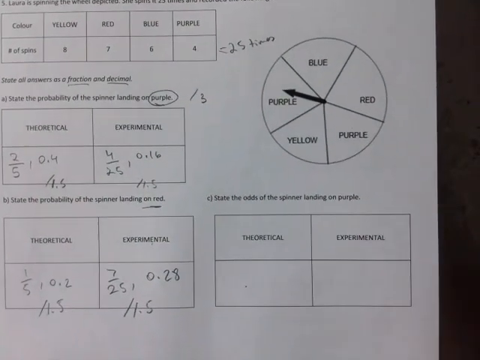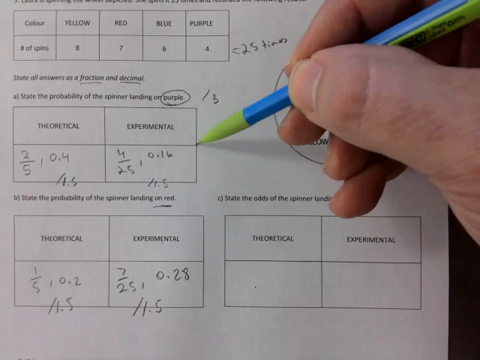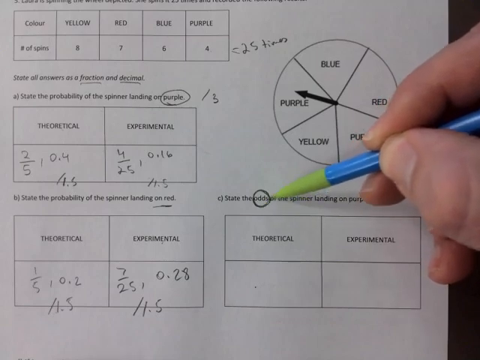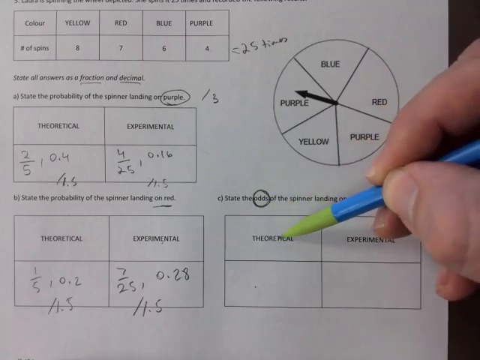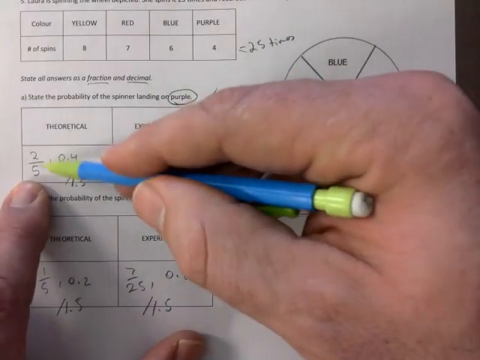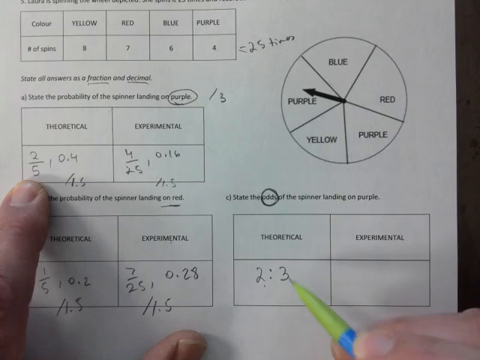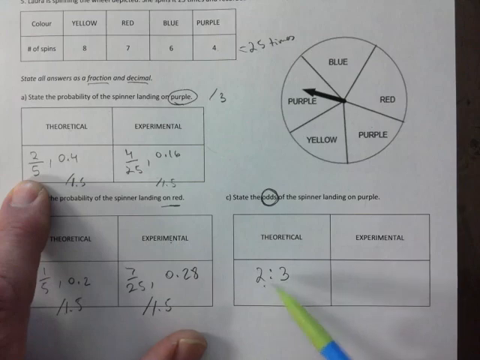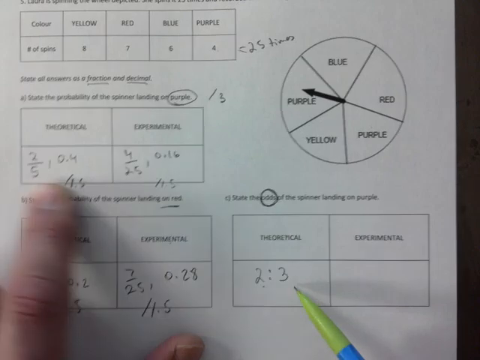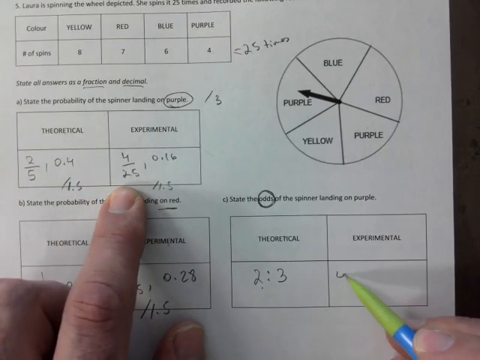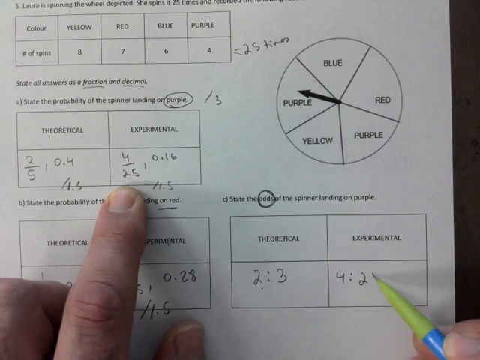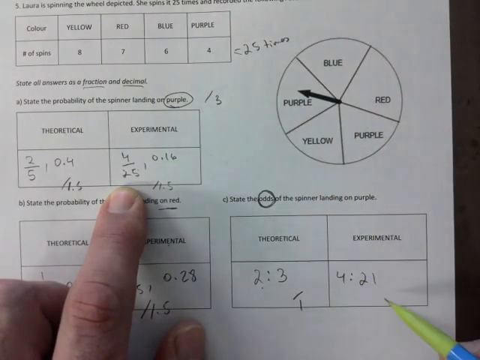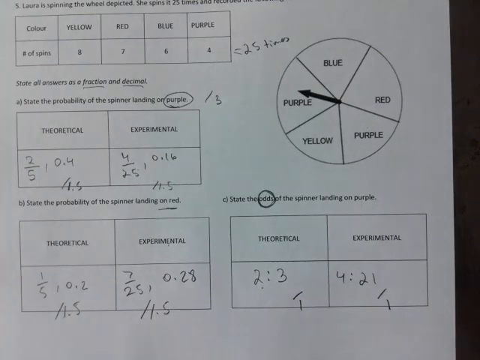And I was hoping that you would use these answers to come up with this, because this asks for odds. Okay? So what are the odds in theory? The theoretical, you just use this here. It would be 2 to 3. Because remember, you got to have your 5 there. So the 2 are purple, 3 are non-purple, everything else. Experimental, 4 to 21, because you take the 4 away from the 25 to come up with the 21. So these each just get 1 mark like that.